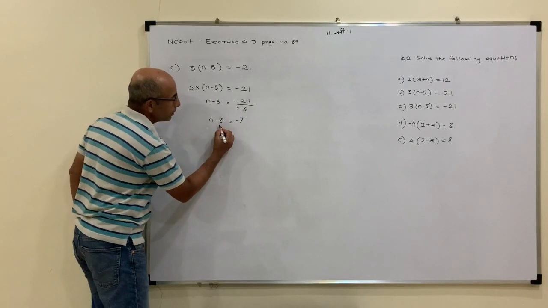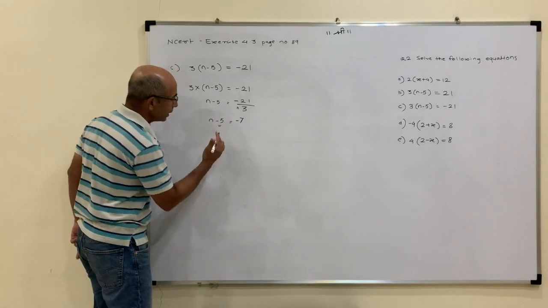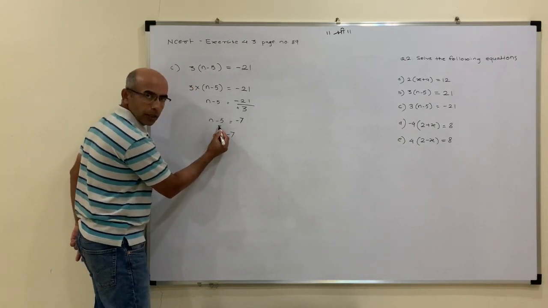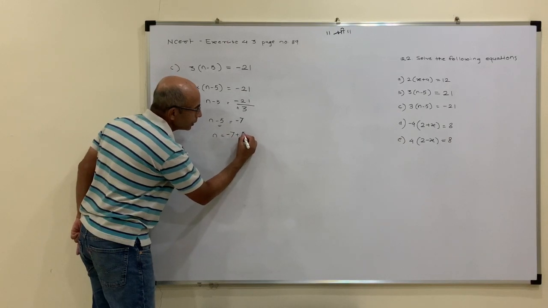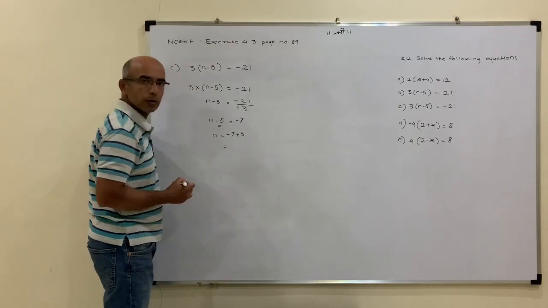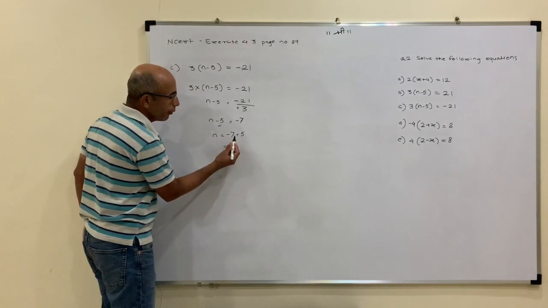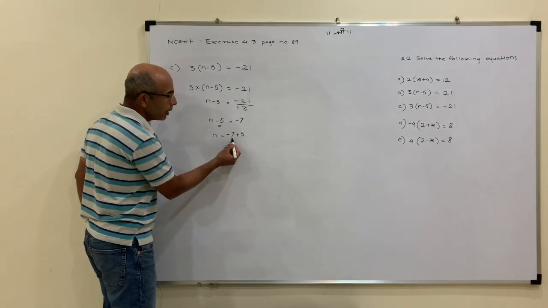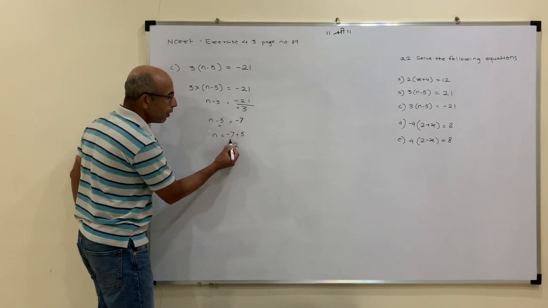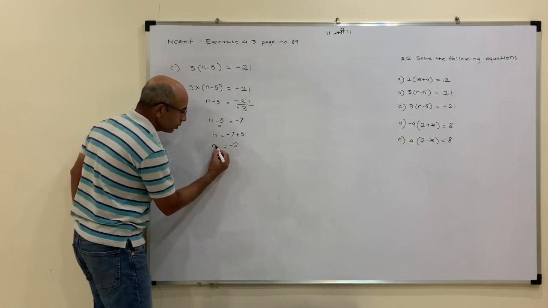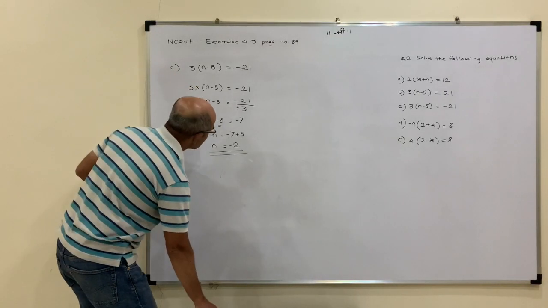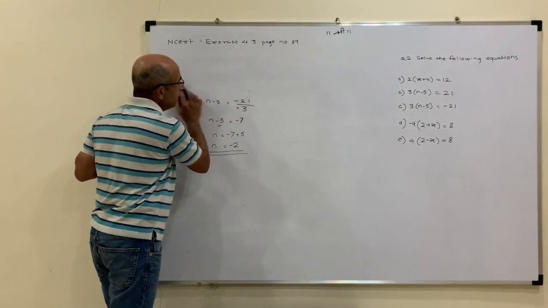Now I will transpose the minus 5 from the left hand side to the right hand side. So n equals minus 7, and since I am transposing a negative number, it will be positive on the right hand side. Now here the signs are different, so we will be doing a subtraction. We will be subtracting the smaller number from the larger number. So 7 minus 5 equals 2, and then the sign will be that of the larger number, so it's minus 2. So the value of n comes out to be minus 2. Now let's move on to the next problem, D.